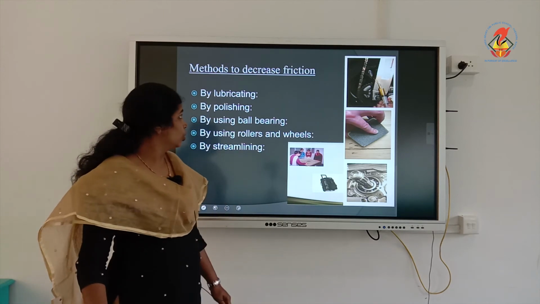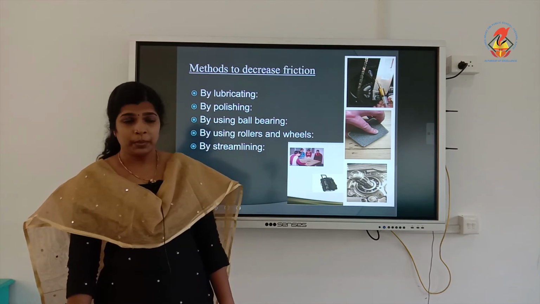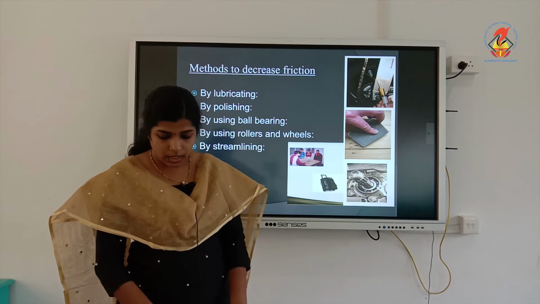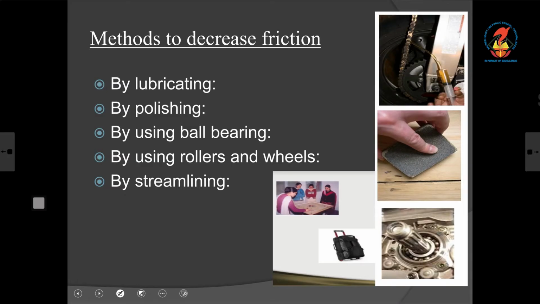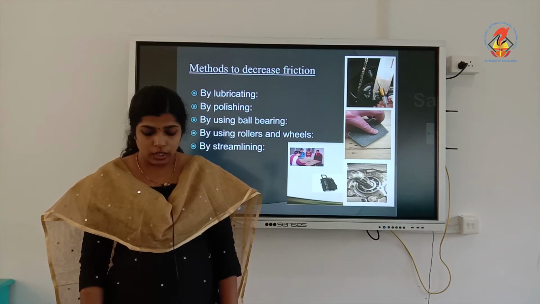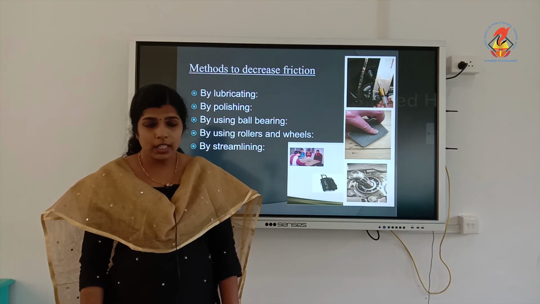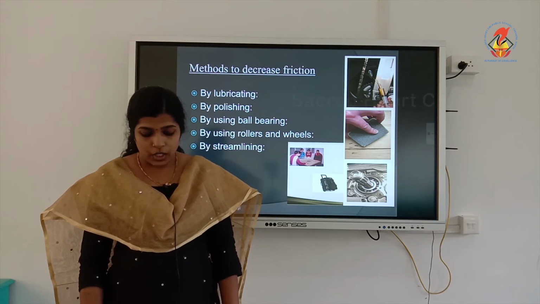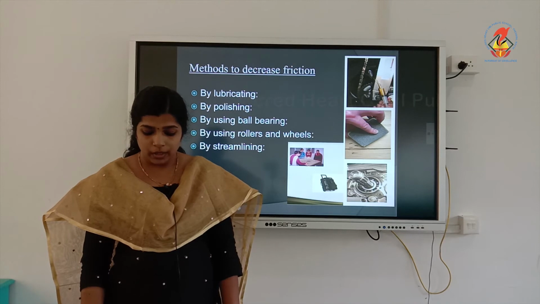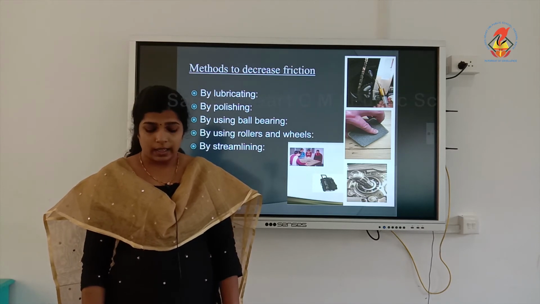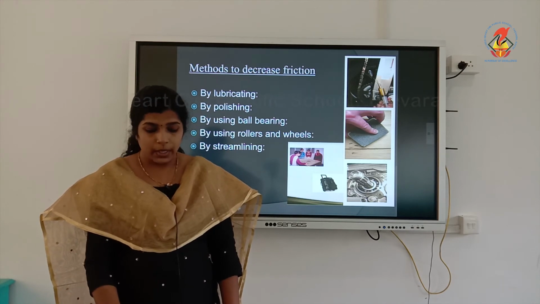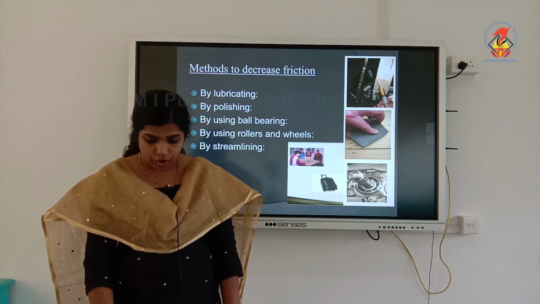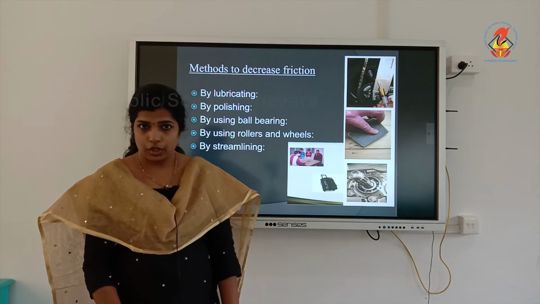So, two methods over. The first one is lubricating, the second one is polishing. Then the third one is using ball bearings. A ball bearing is a hollow circular device containing small metal balls which are fitted around the moving part of a machine like an axle. The ball bearing reduces friction by converting sliding friction into rolling friction.